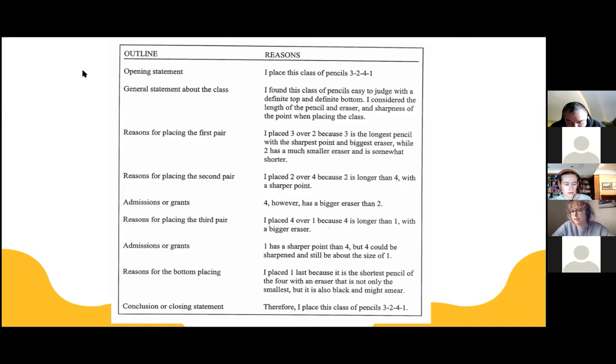And so finally, to finish this off, talking to the judge, the reason taker, conclusion or closing statement where we reiterate the placing of our class. Therefore, I place this class of pencils 3, 2, 4, 1. And that's it. We did it. We went through, we made our decisions, we took a look at things. So this is just a simple example of start to finish how a class might work.